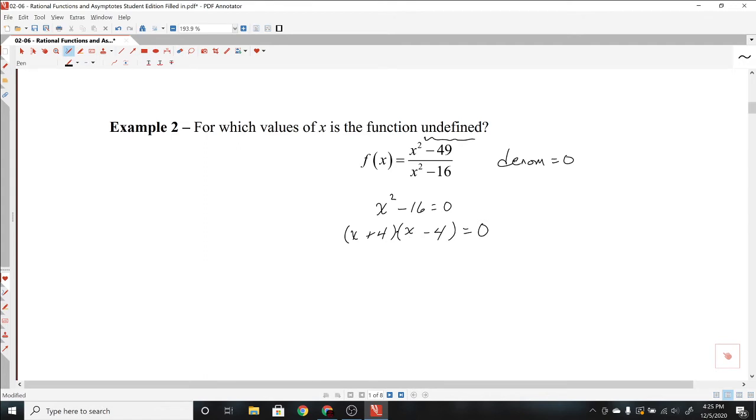Next, we have a product equal to 0. That only happens when one of the factors is 0. And so x equals negative 4, and x equals 4. So to answer the question, for which values is the function undefined? So f of x is undefined at x equals positive or negative 4.